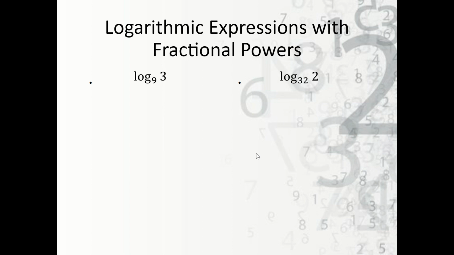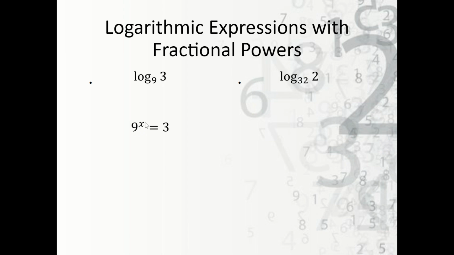Now, what about fractional powers? So in this case, we have log base 9 of 3. So that's really saying 9 to the x power is equal to 3. Well, notice we start with a bigger number than we end with. So that means that we have to be taking a fractional power of some kind.